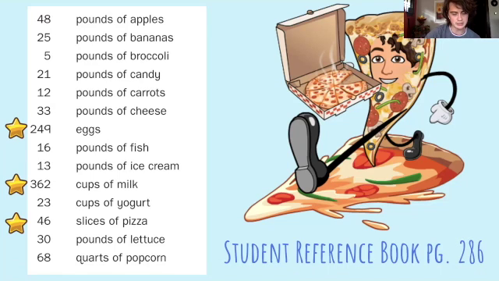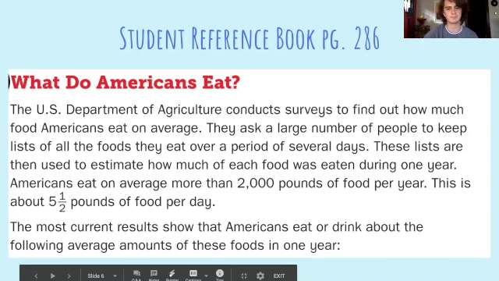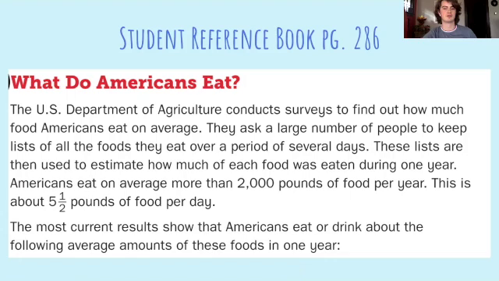Now, I want us to look at the top of this page. It's the second to last sentence of our first paragraph. It says, Americans eat on average more than 2,000 pounds of food per year. What is meant by this? Does this mean everyone eats 2,000 pounds of food a year? Teachers, give a couple students the opportunity to answer that question, yes or no. Does every person eat 2,000 pounds of food per year?